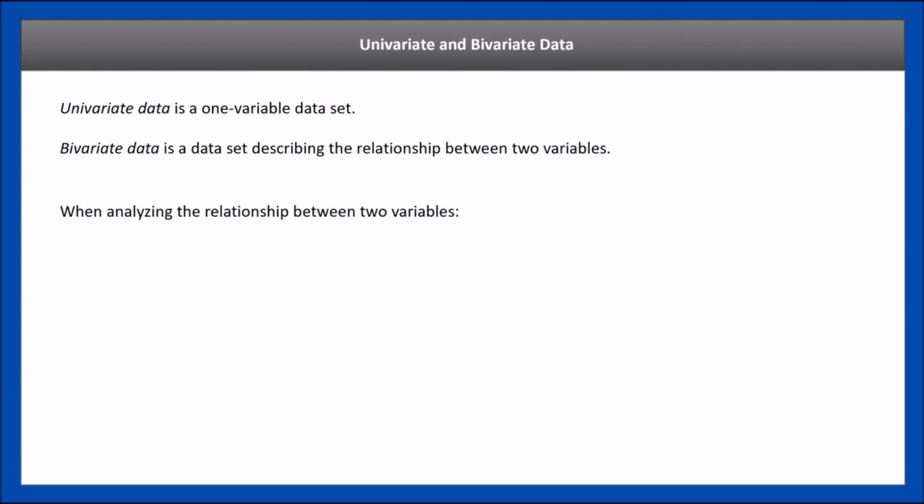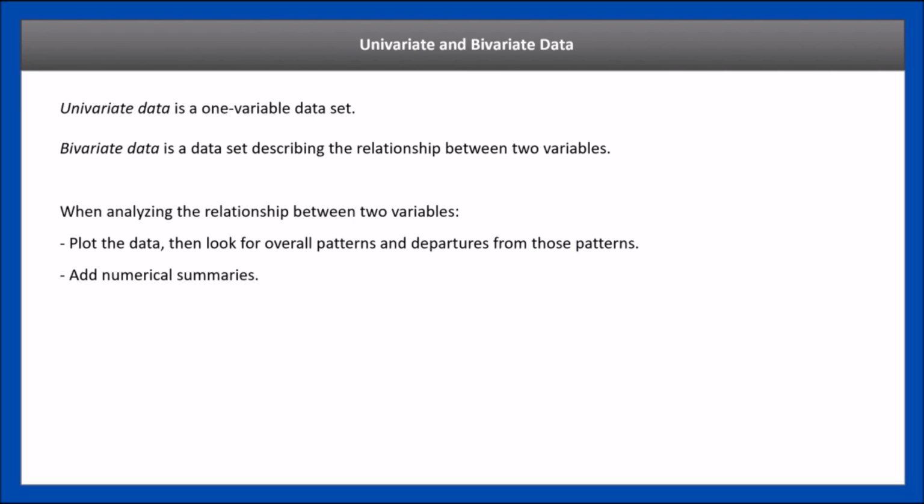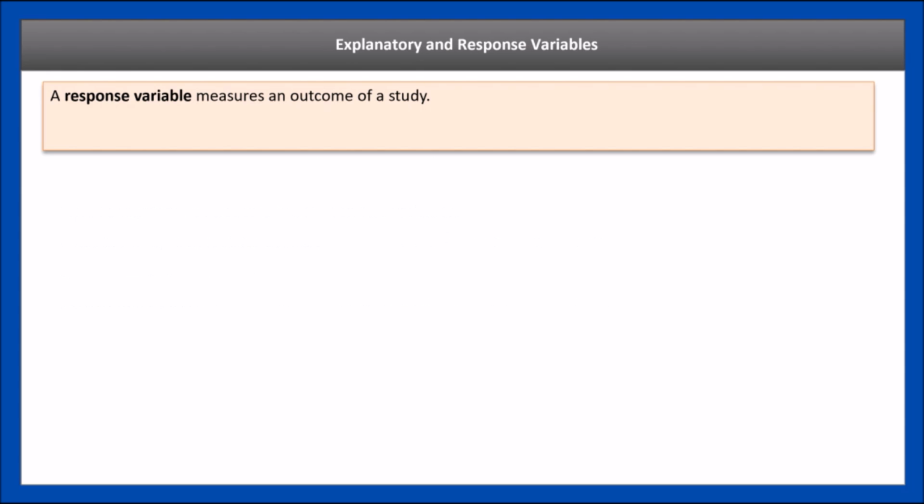Now there's a couple of things when analyzing two variables or the relationship between two variables. You want to first plot the data, look for overall patterns, departures from those patterns. You want to look for summaries of that data, so you want to add numerical summaries. When there's patterns that you see, you want to find a model that's simple in order to describe it.